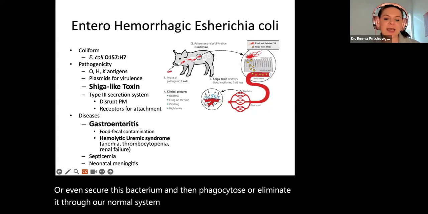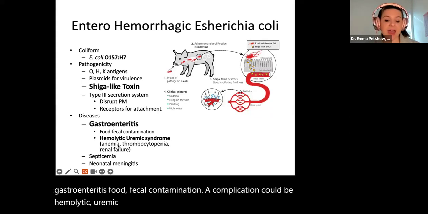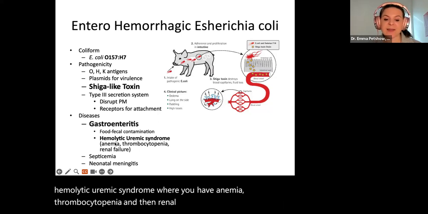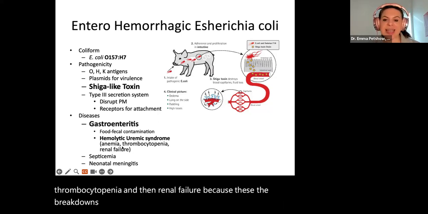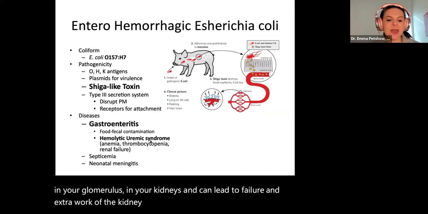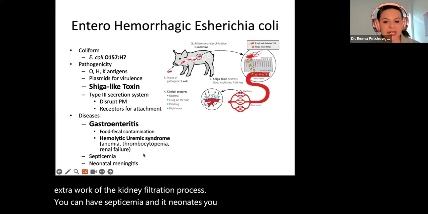So the classic disease is gastroenteritis, from food or fecal contamination. A complication could be hemolytic uremic syndrome, where you have anemia, thrombocytopenia, and then renal failure, because the breakdown components are getting jammed up in your glomerulus and your kidneys and can lead to failure and extra work of the kidney filtration process. You can have septicemia, and in neonates, you can see neonatal meningitis.